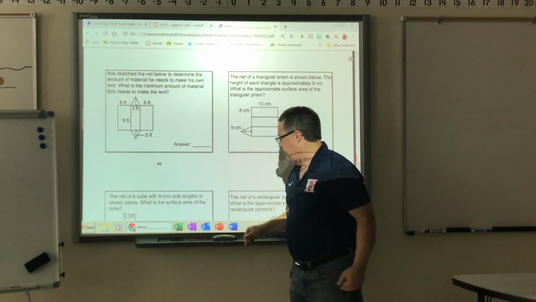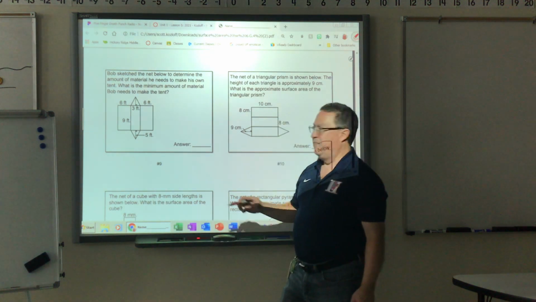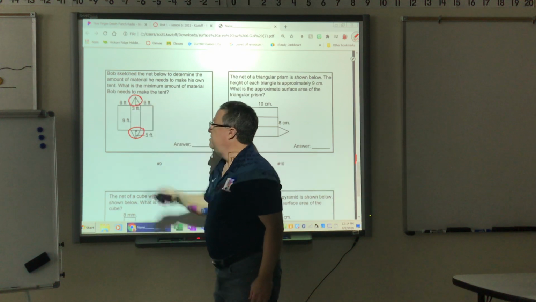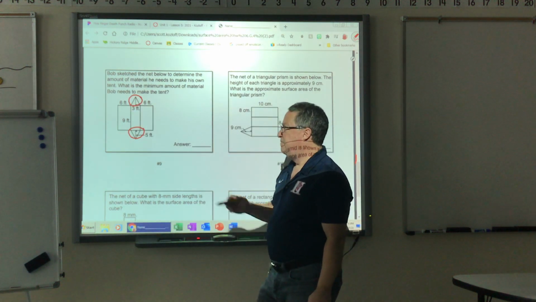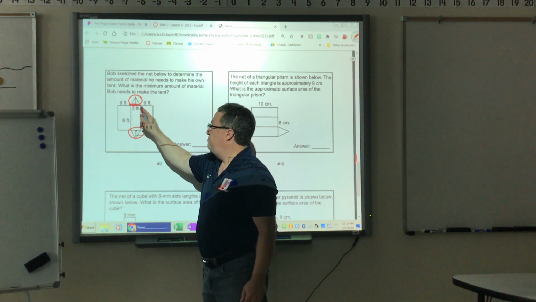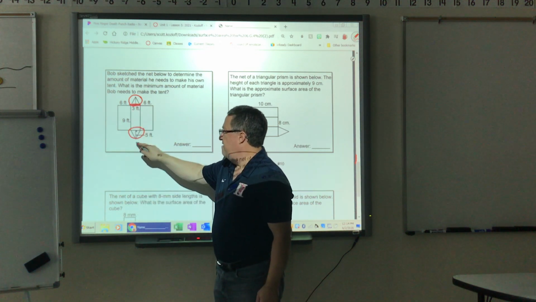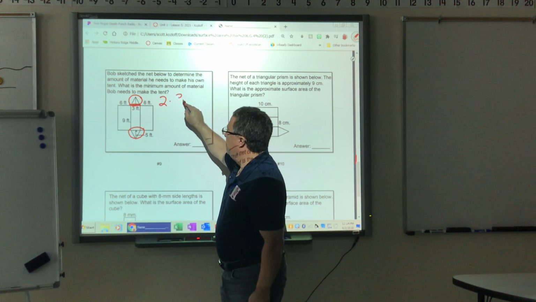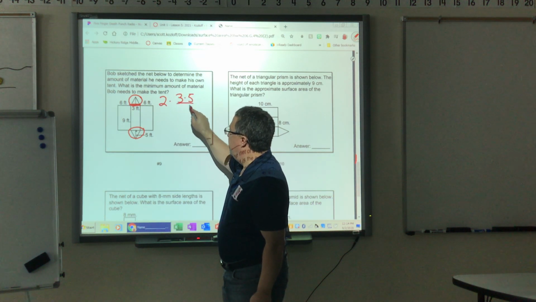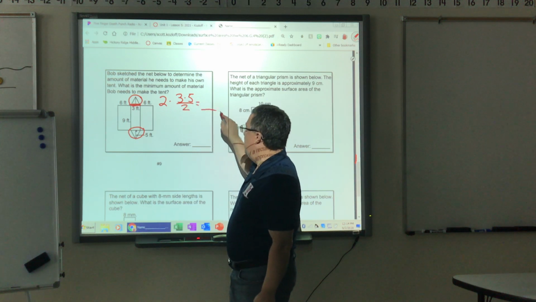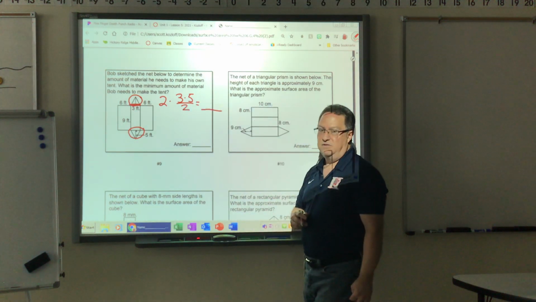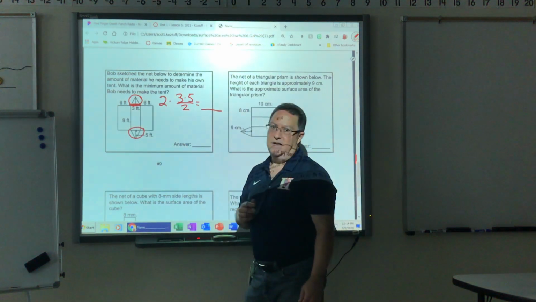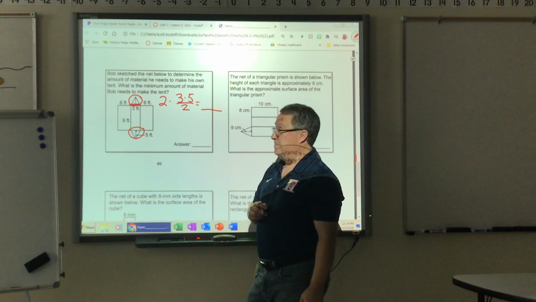This is a triangular prism where both of these triangles are congruent and equal. So I have 3 as a base, and I have 5 as my height. So I have 2 times 3 times 5 over 2. And that takes both of my triangles' areas. Now I have to look at these rectangles, and people, they are not all the same.